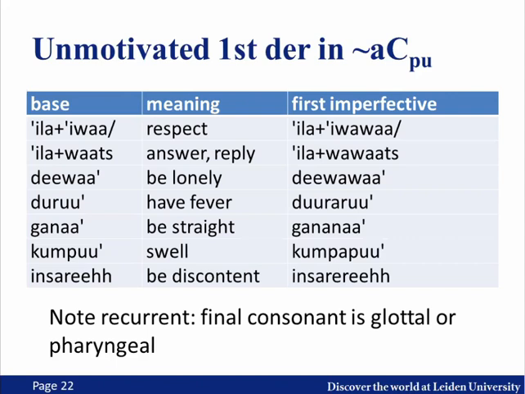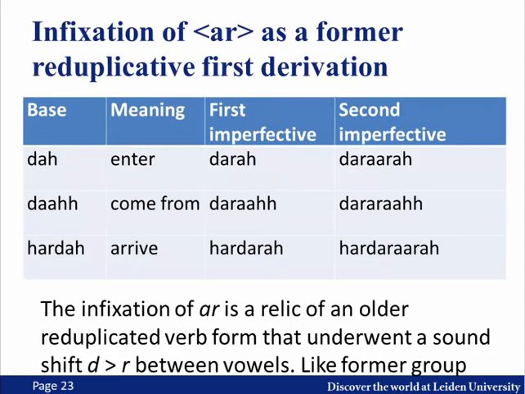I think that is an observation that should inspire us to look at the history of the language to understand why we have these, in a way, exceptional reduplications of the penultimate as a marker of the first imperfective. And this is really the first, this very tiny group of verbs that do a first imperfective by infixation of ar. Weird, it's not so weird.